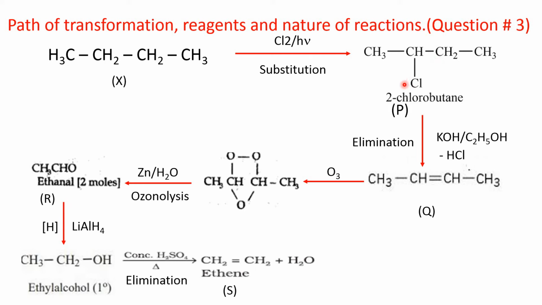Now this is beta elimination. That means this halogen will take one beta hydrogen atom and will be removed as hydrogen chloride. Now in this case there are two beta hydrogen atoms. This is also a beta hydrogen atom. This is also a beta hydrogen atom. So if the chlorine takes this hydrogen and is removed as hydrogen chloride, in that case the result will be 1-butene.